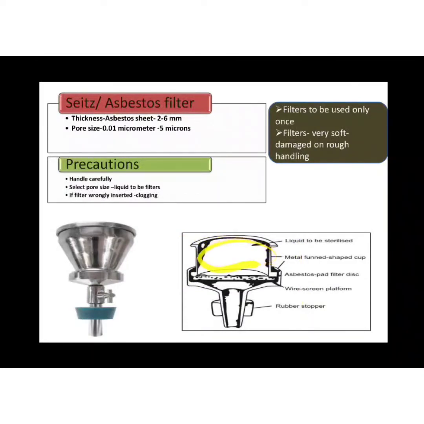Now, this is the skeleton part of the asbestos filter. Here is the place wherein I add the sample. This is the filter pad, and this is through which the filtrate gets trickled down. It's a very sensitive product, it cannot be mishandled. And the filter has to be used only once. You cannot reuse the filter pads here.